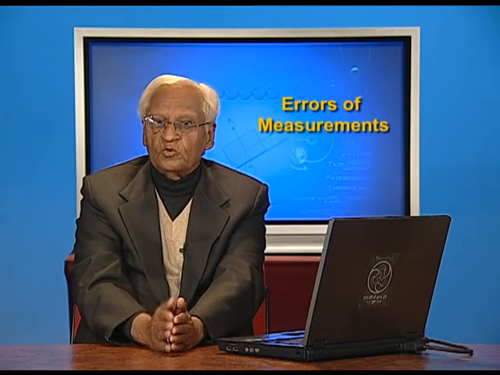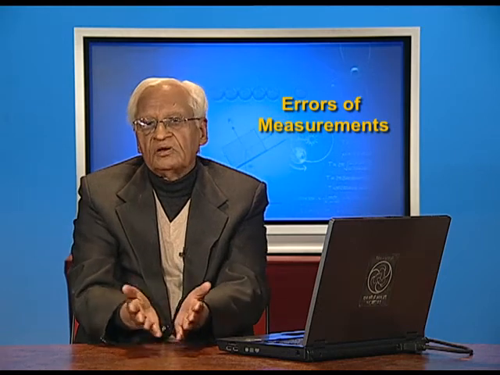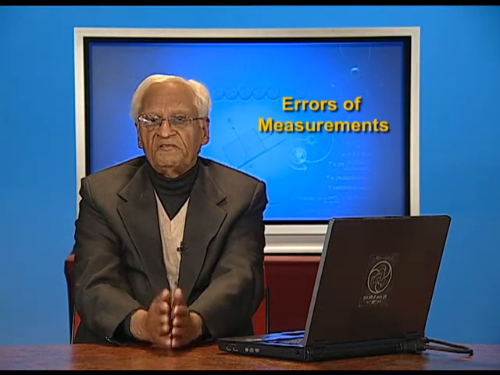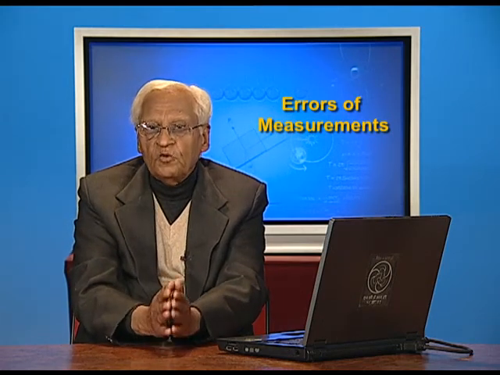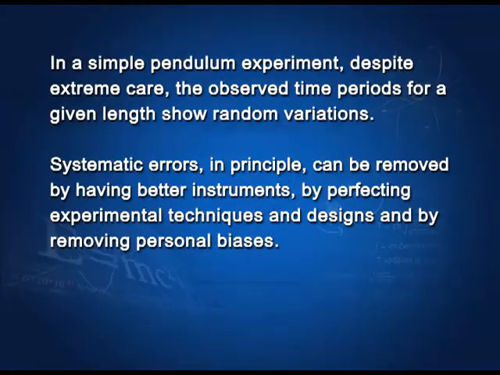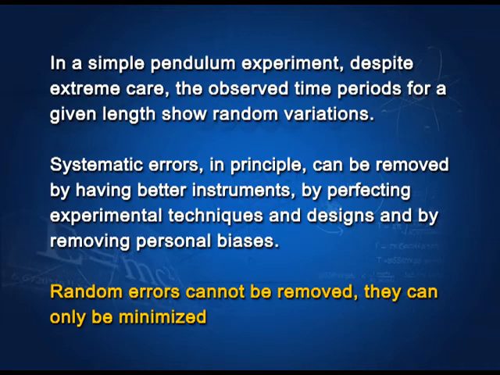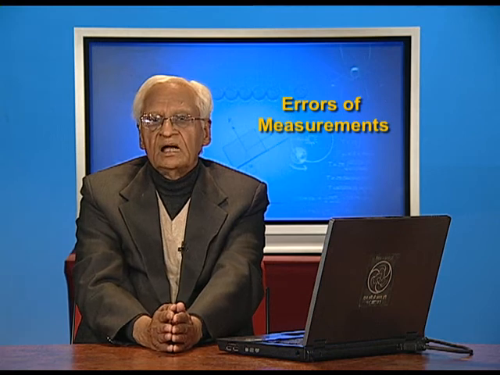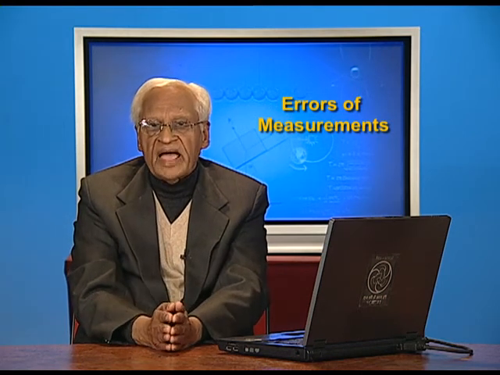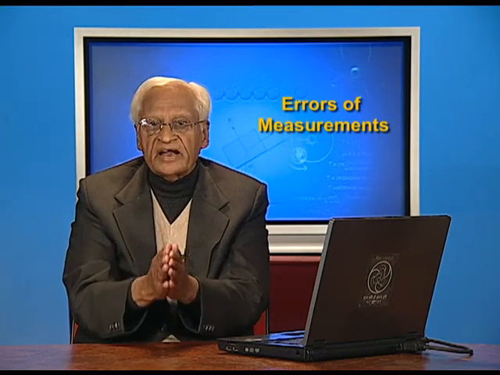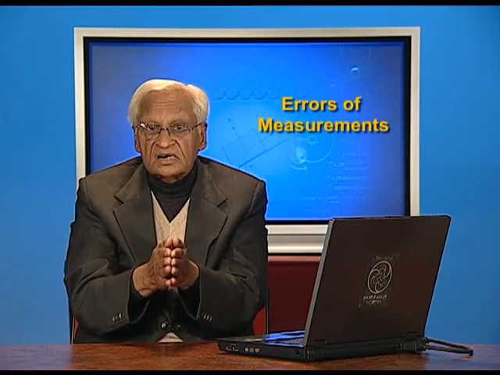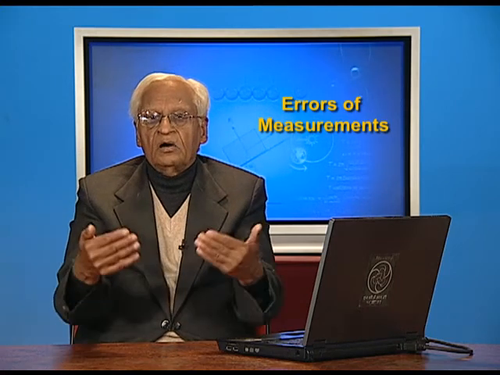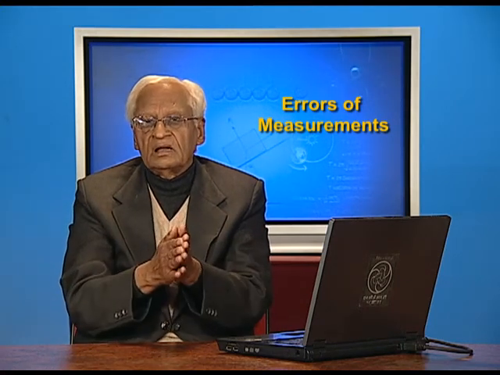Systematic errors can be removed if we have perfect instruments, if we have perfect experimental techniques, and we remove our personal biases. Random errors, on the other hand, cannot be removed. They can only be minimized. Next time we shall see how we can deal with random errors, so that their effect is minimized on the observations that we take, on the results that we derive, and on the experimental physics.